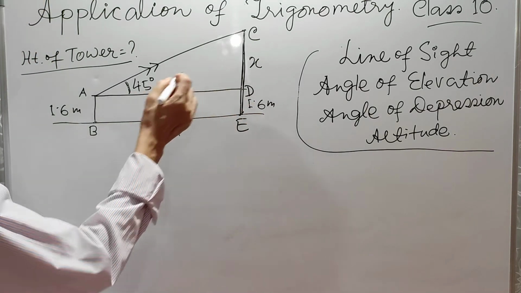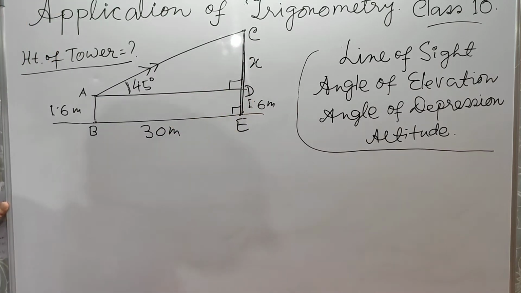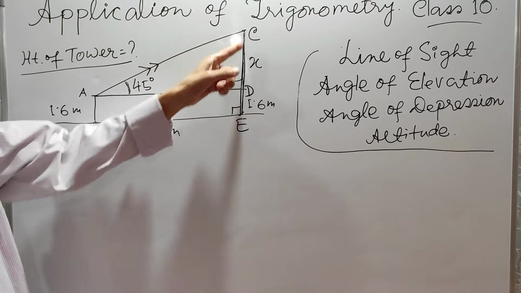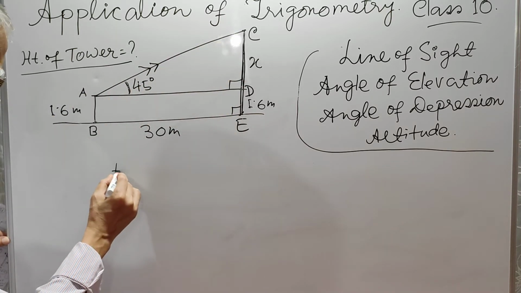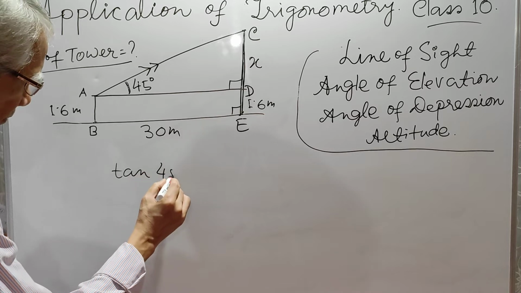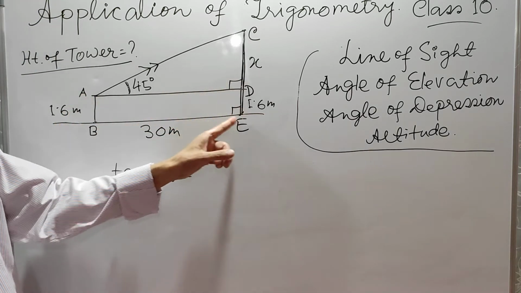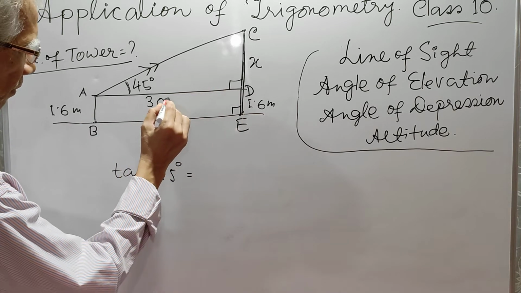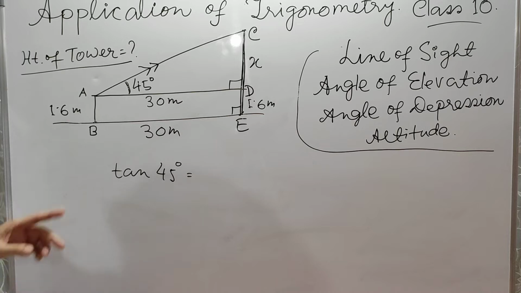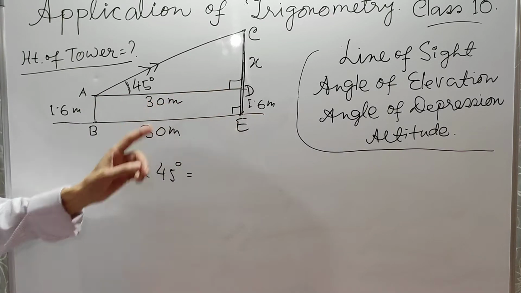Now to find X, we use this right angle triangle. So this is a right angle, this is a right angle. All right. So in this right angle triangle, let us see tan. So tan of 45 degree equal to what? Now again, this is a rectangle. Therefore, AD will be equal to BE. That means 30. So opposite sides equal. BE is 30. Therefore, AD will be 30, isn't it?